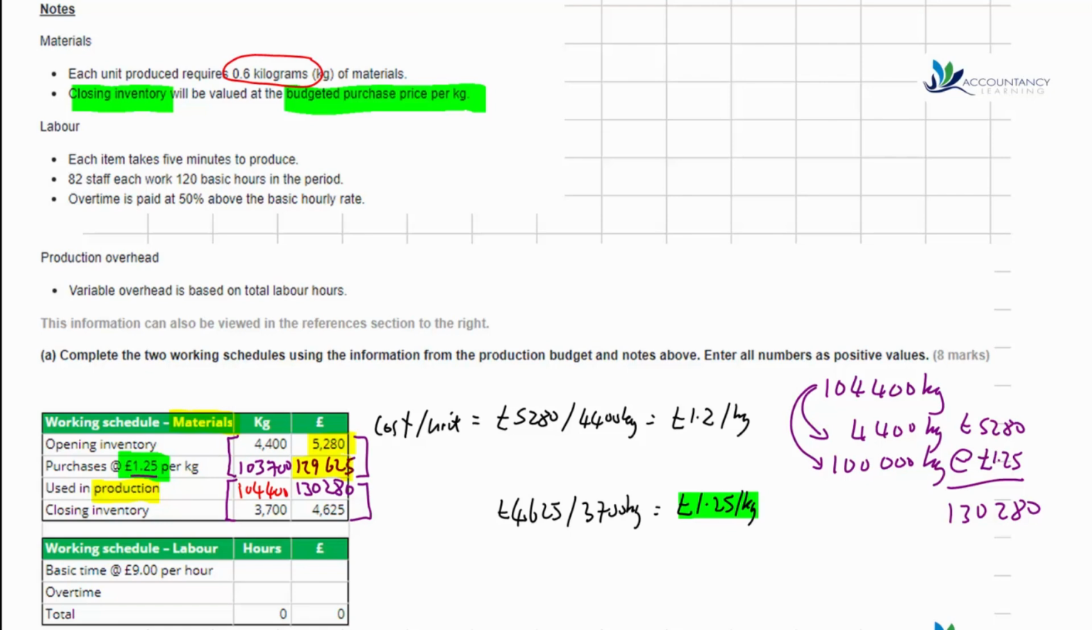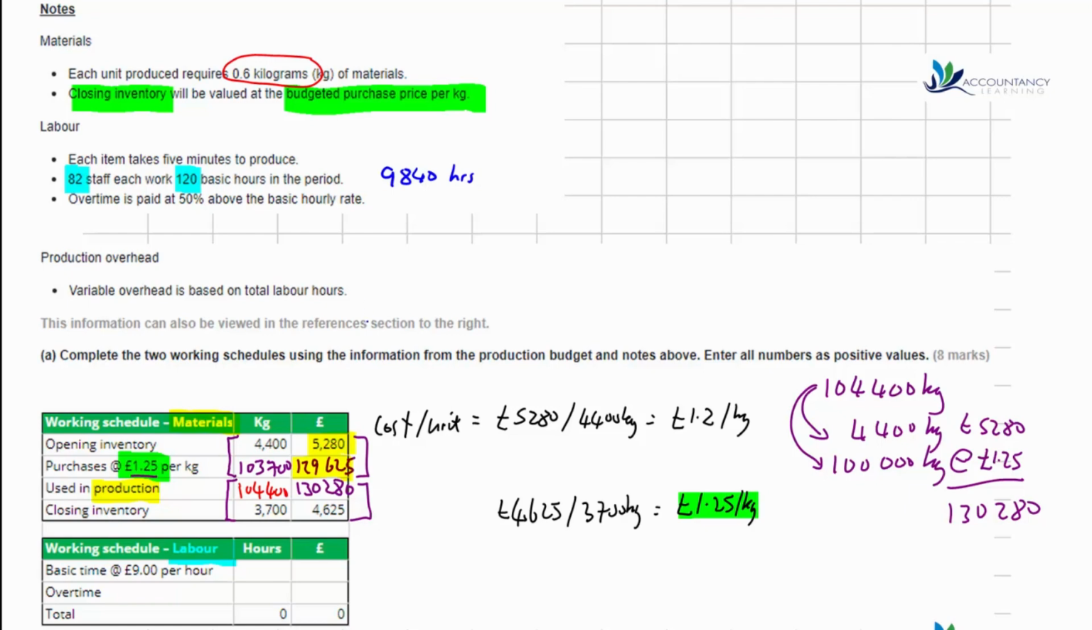Right, let's move on now to our labour calculations. It's asking us to work out the cost of our labour split between the basic and the overtime. We're told that we have 82 staff who work 120 basic hours. So if we multiply those together, we have a total available of 9,840 basic hours. Now what we need to understand is, will we be able to satisfy our production using only those hours, or do we need more?